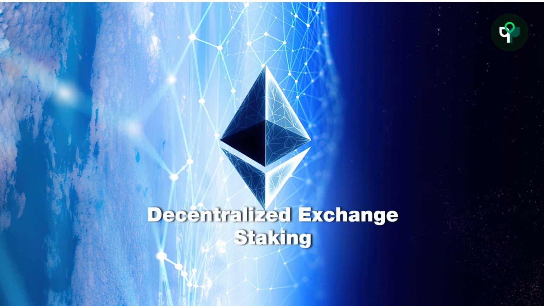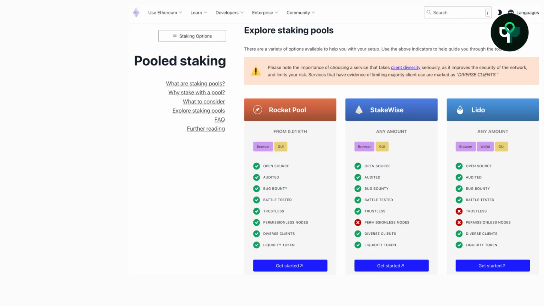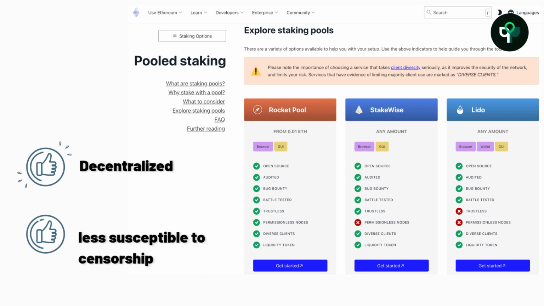The last method is decentralized exchange staking. Decentralized exchange staking refers to staking ETH on decentralized exchanges, such as staking pools or validator nodes on a decentralized network. The benefit of staking on a decentralized exchange is that it is more decentralized and less susceptible to censorship or interference from a central authority.